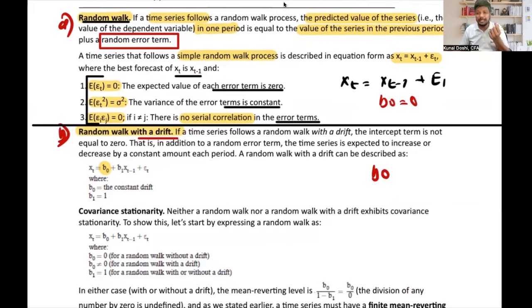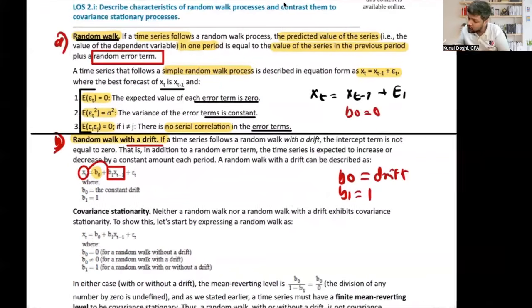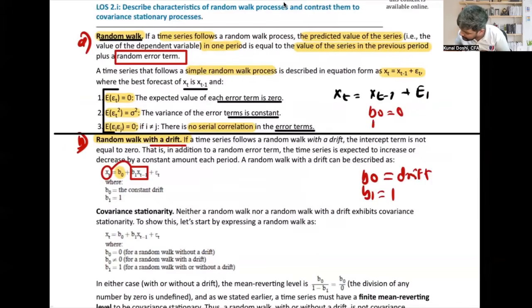So B0 is the drift and B1 equals 1. What is B1? B1 is the slope. It's equal to 1. If B1 is equal to 1, guys, notice in this equation, xt is equal to xt minus 1, correct? Same like random walk, plus that B0. That B0 is drift. So when I say random walk, it means xt equals xt minus 1. So here also I can say this is the case when B1 equals 1. Everyone, right? So when I say random walk, B1 is equal to 1, but B0 was not existing.